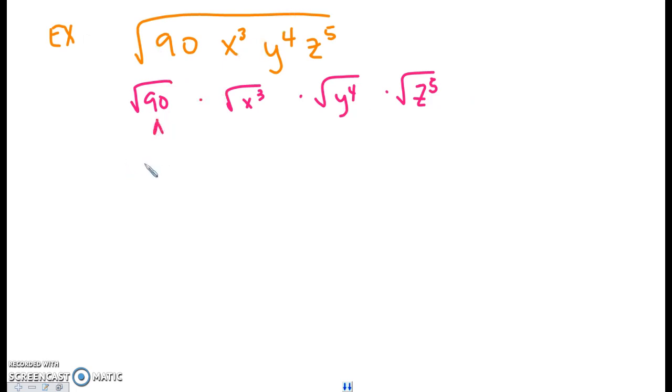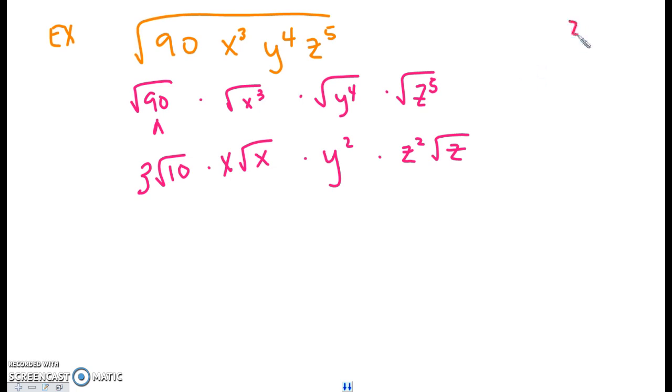If I break up 90 and do the prime factor tree, eventually I'm going to get 3 radical 10. There's 3 x's in here, so I take out 1 from the pair and leave 1 inside. Y to the 4th, if I take the square root of that, just becomes y squared. And z to the 5th, I have 5, so I take 2 of them out and leave the lonely 1 inside. And if you need to see how that looks in terms of a factor tree, there's z squared, z to the 3rd, z to the 3rd is z squared, z. I have my pair of z squareds and my lonely z inside.